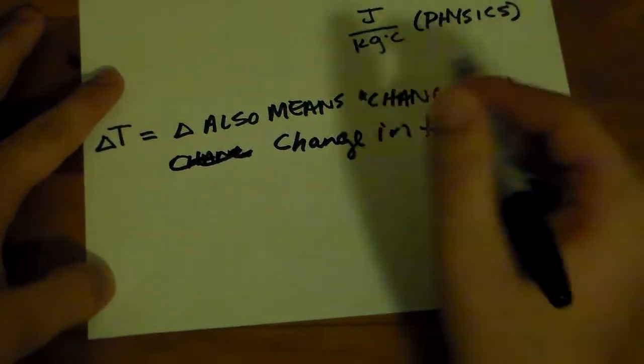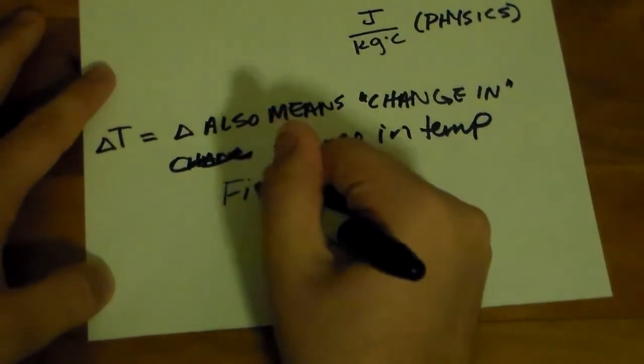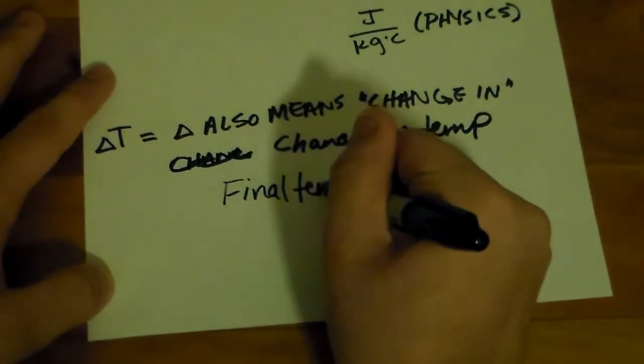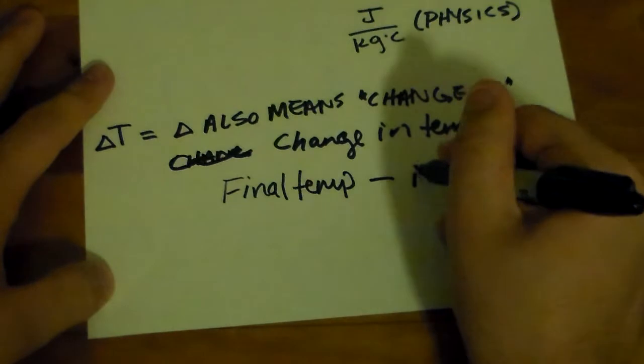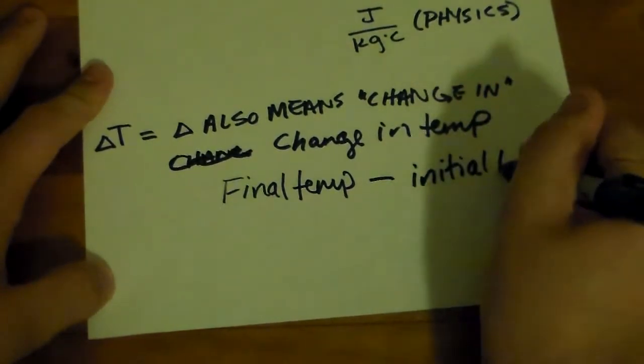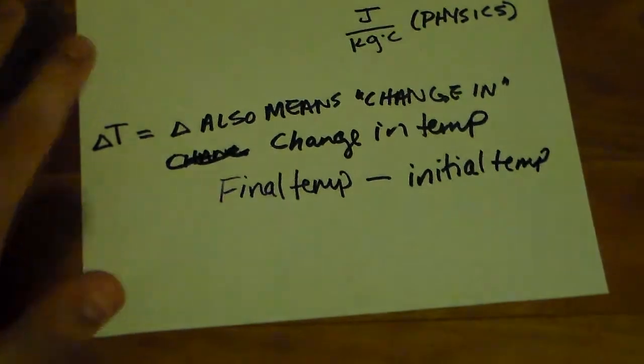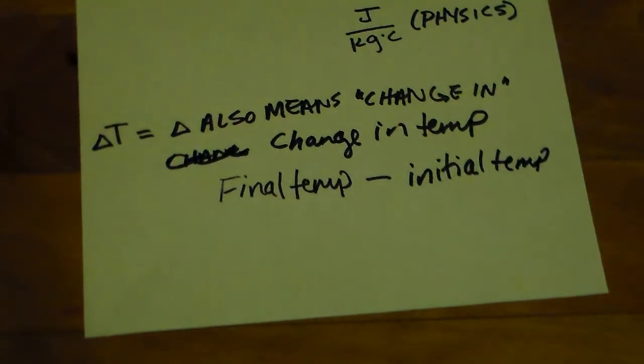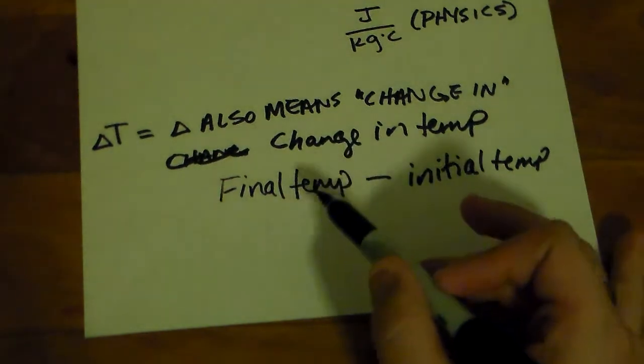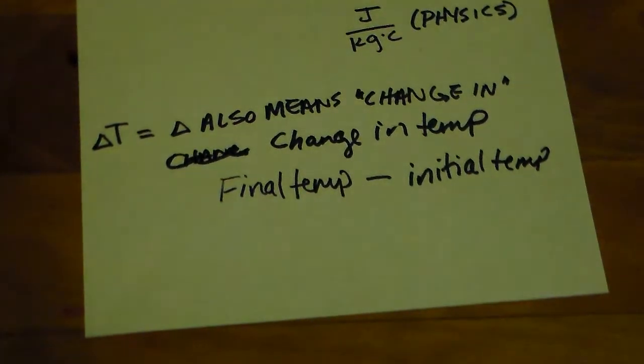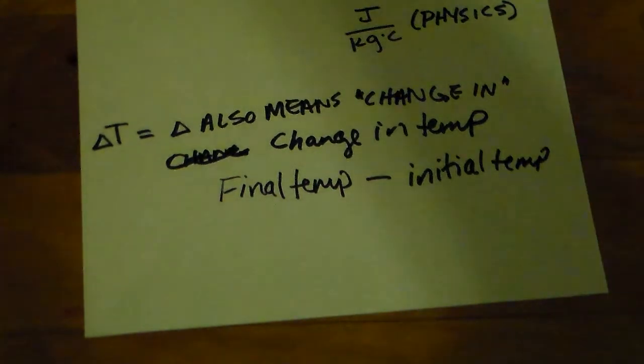What you want to do with that is take the final temperature that you're given in the problem, and subtract the initial temperature in the problem. In certain problems, you'll be asked to find the final or initial temperature. In one of the two problems that we will be working on, we will be working out how to find the final temperature. So we're going to start working on the problems.